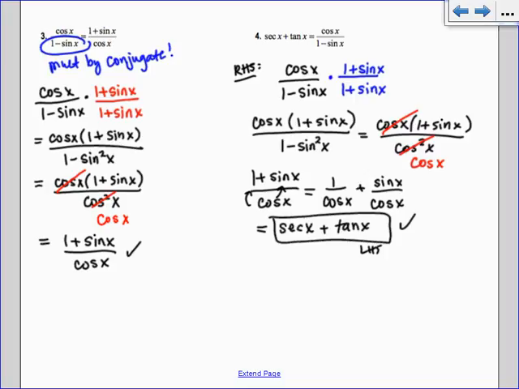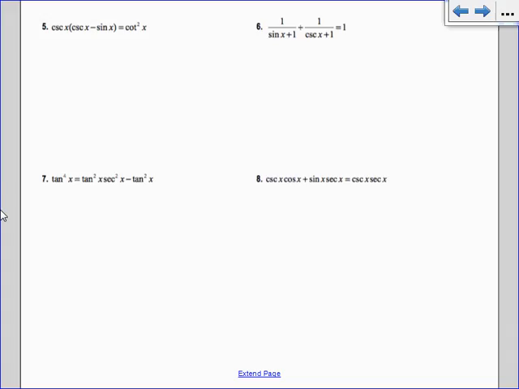Okay, so I highly recommend that you pause and try some of these. Don't just copy my notes, but I would definitely try a few of these next ones and see if you can get them. And then hit play again and make sure that you're getting the exact same thing. Okay, so the next one.